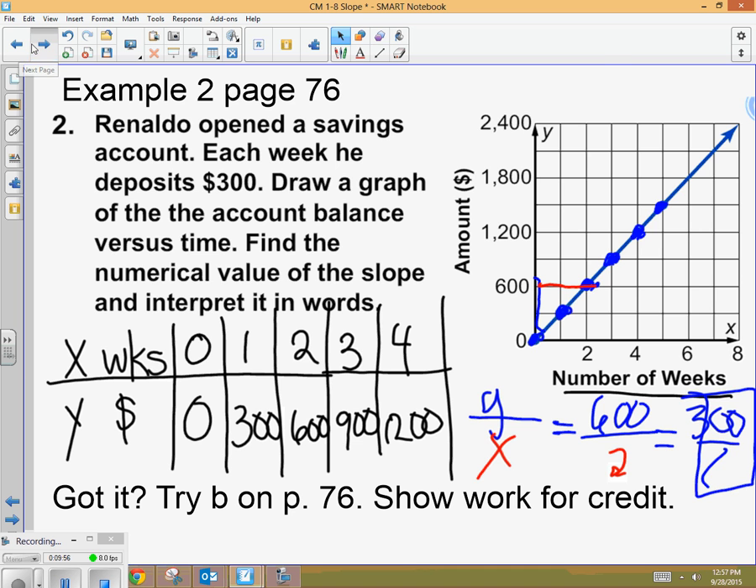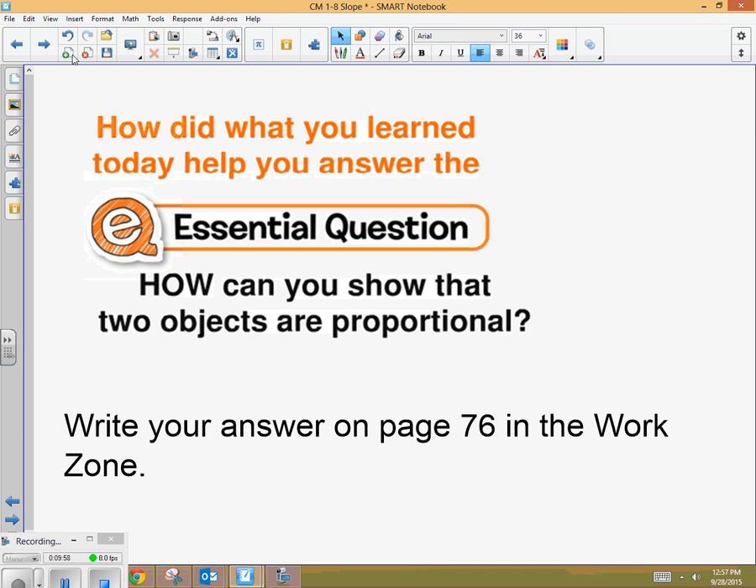Now, we're going to review our essential question. How did what you learned today help you answer this question? How can you show that two objects are proportional? I want you to think about what proportional means and what you learned about the slope of a line. Tell me what you know about the graph and how it should look if it is proportional. I want you to write your answer on page 76 in the work zone to receive credit for this.